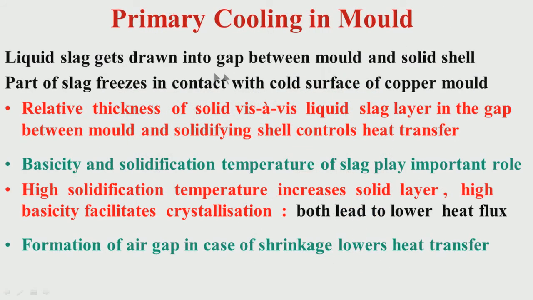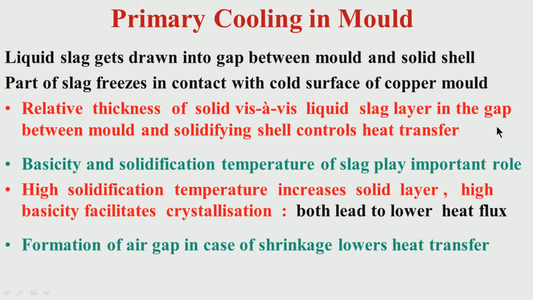As I was telling, the primary cooling on the mold, the liquid slag is getting drawn into the gap between mold and solid shell because of the mold oscillation. Then part of the slag freezes in contact with cold surface of copper mold, as I had shown you in those figures, and this relative thickness of the solid vis-a-vis liquid slag layer in the gap is very important. Part of it is solid, part of it is liquid. What is the relative thickness? That determines what is the heat transfer.